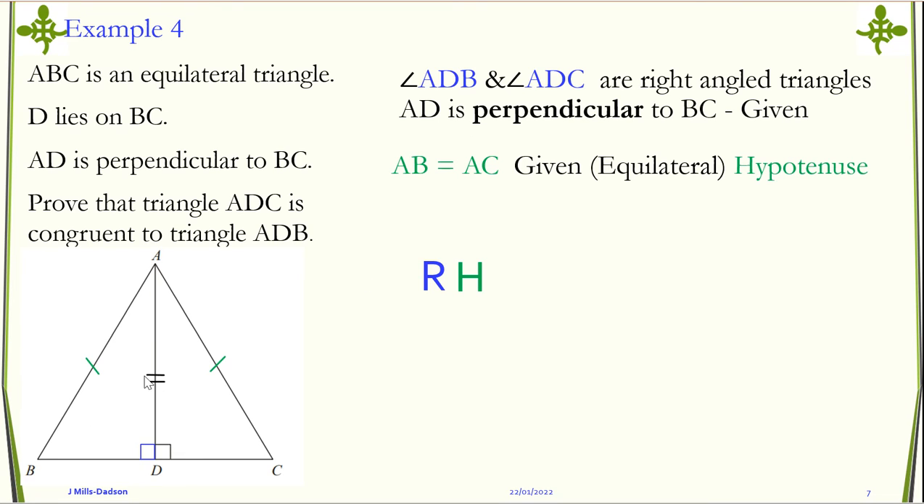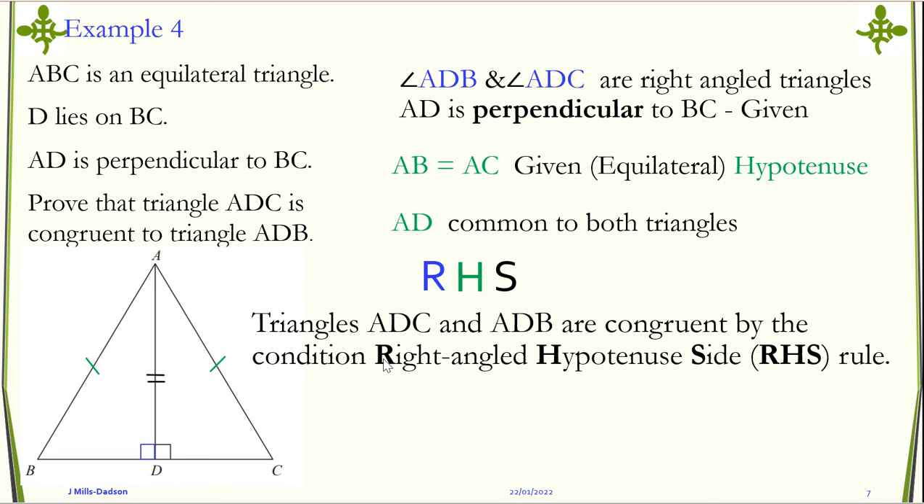Then we have a common side to both triangles. So we have a common side equal. So this could be proven using the condition right angled hypotenuse side. So it has a right angle, it has equal hypotenuses and a common side. So this condition could be used to prove the congruence of triangles ADC and ADB. So we are saying these two triangles are congruent by the condition right angled hypotenuse side.